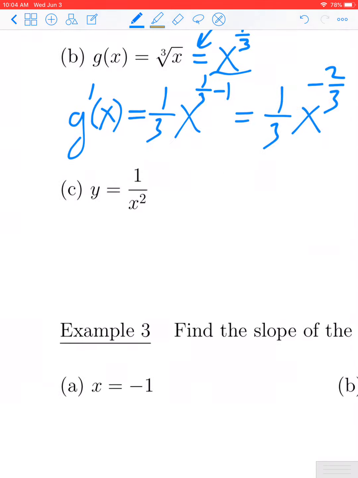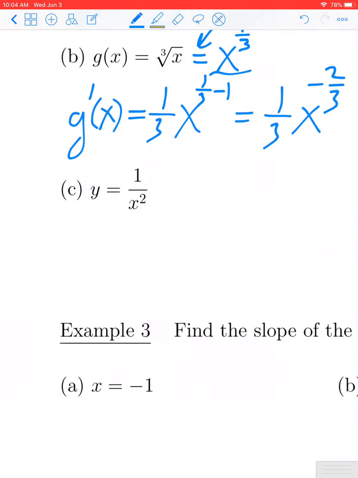Let's take a look at part C. We want the derivative of 1 divided by x squared. Again, let's take the key step of rewriting it first. We want it to look like x to a power. This would be the same thing as x to the negative second power.